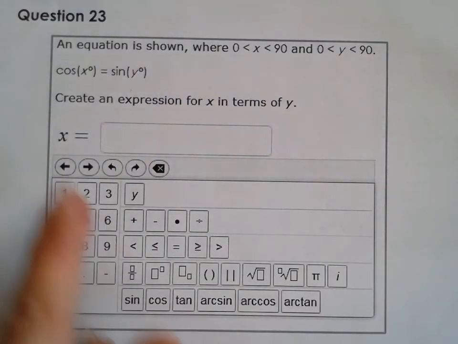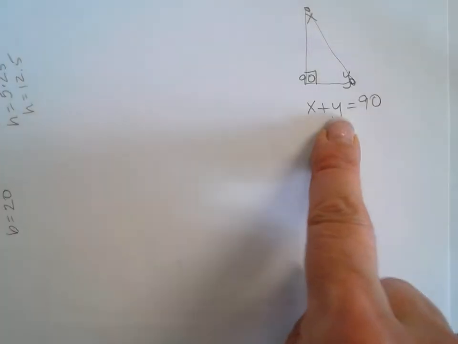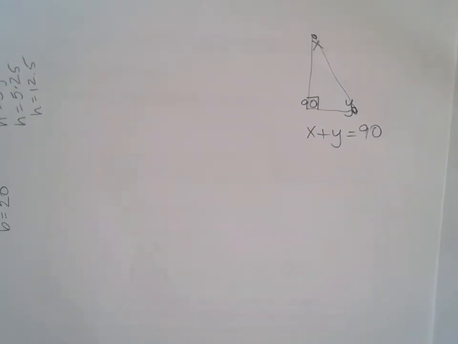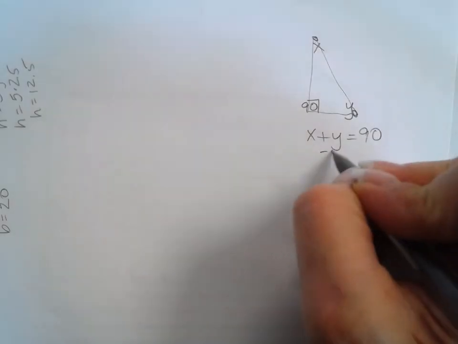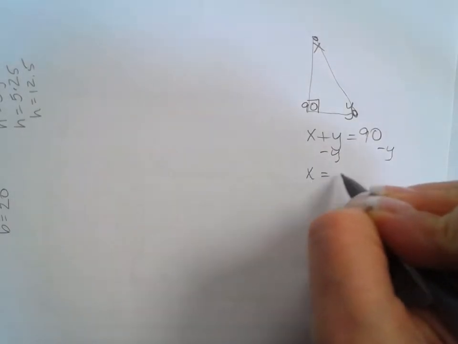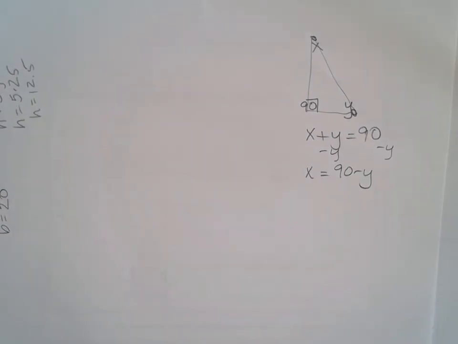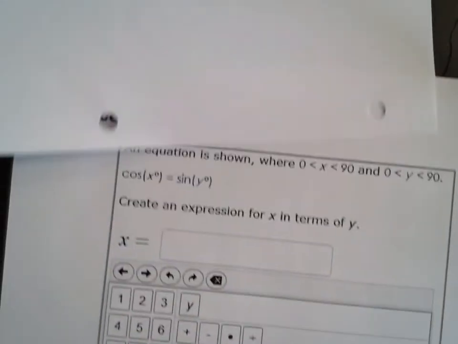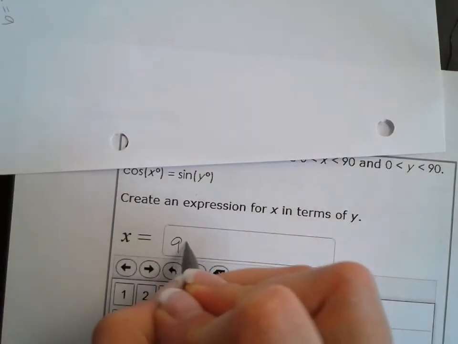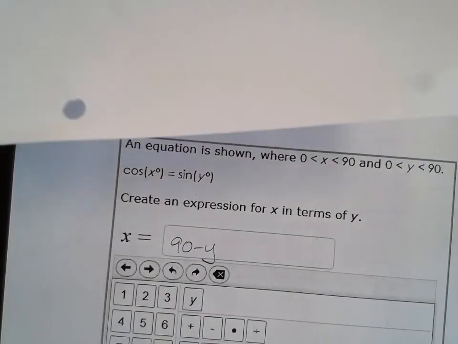So how can I write an expression for x in terms of y? Subtract y, solve for x. Does that make sense? Yeah? So it's just x equals 90 minus y. Okay.